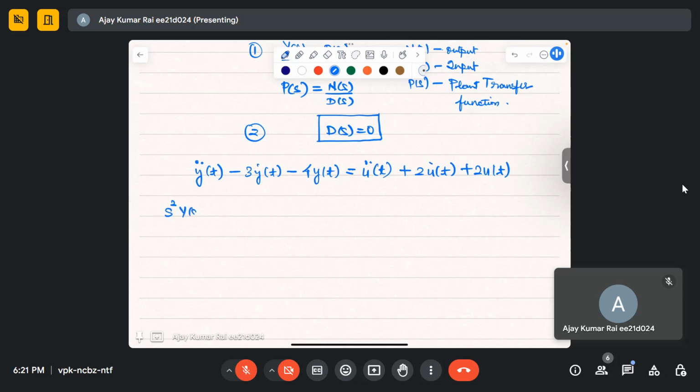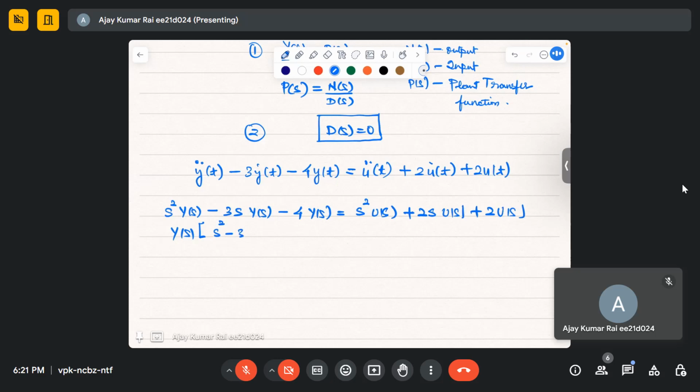s squared Y(s) minus 3s Y(s) minus 4 Y(s), and s squared U(s) plus 2s U(s) plus 2 U(s). So let's bring Y(s), let's take that common. So the expression is s squared minus 3s minus 4.